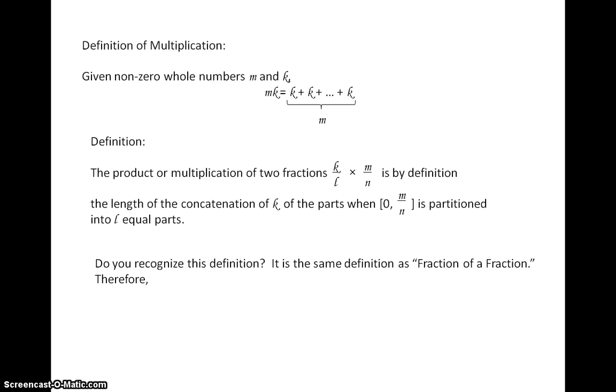Now that should sound familiar because it is the same definition as fraction of a fraction. Therefore, if you have a fraction times a fraction, that is the same as saying k over L of a segment of length m over n, and you can recognize those "of"s in there. That means that k over L times m over n is the same as k over L of m over n.